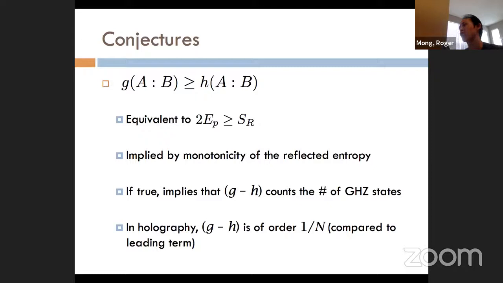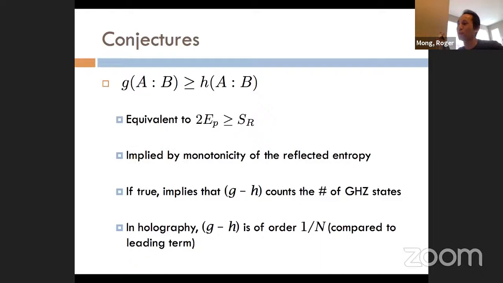If this conjecture is true, then we can think about G minus H as a measure that counts the number of GHZ states between A, B, and its environment, because that's the difference between a polygon state and a sum of polygon states, which is what G minus H detects. Another reason why it's interesting is that in holography, G minus H is subleading. It's basically zero. So this is a conjecture we have. If true, it gives you a physical interpretation for what G minus H is.